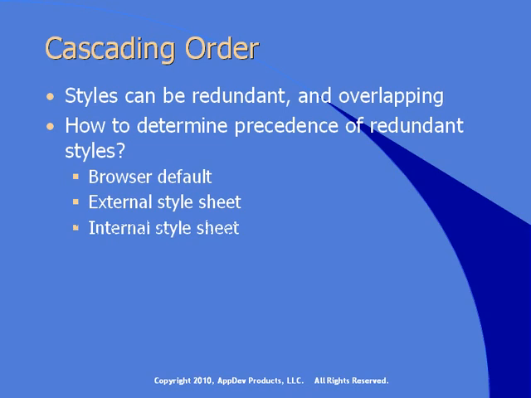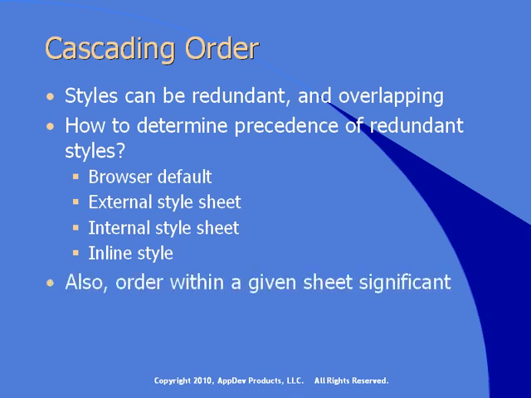Next, in higher priority, is an internal style sheet. An internal style sheet takes precedence over an external style sheet. It makes sense because you want to be able to use the internal styles to override external styles. Finally, the one with the highest precedence is an inline style. The style attribute within an element in HTML gives preference to the inline style. It always wins. Also, the order within a given sheet is significant. The last style that's found always wins. So if you have two declarations for the same style, the second one is the one that gets applied.